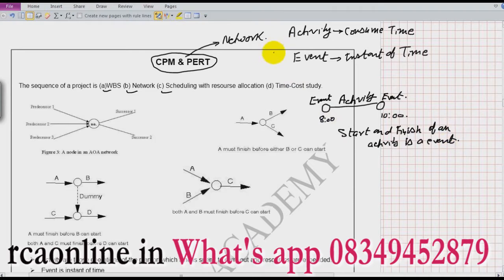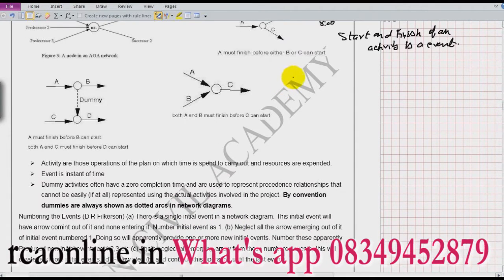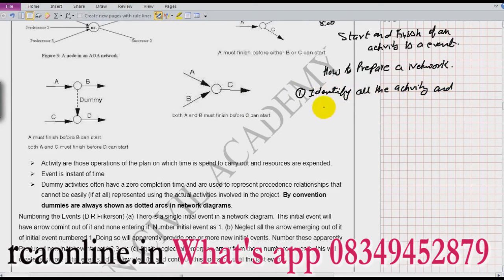Now these two are very helpful in preparing our network. I am first taking CPM. I will tell you the difference between CPM and PERT, but first we will understand how to prepare a network. So first you have to identify all the activities and their sequence. So let us say I have 5 activities, named A, B, C, D and E. These are my activities.